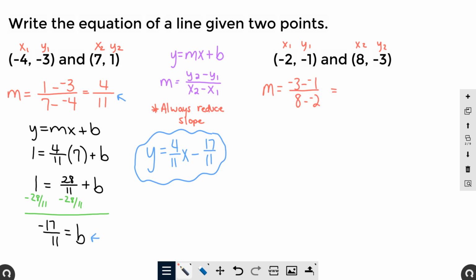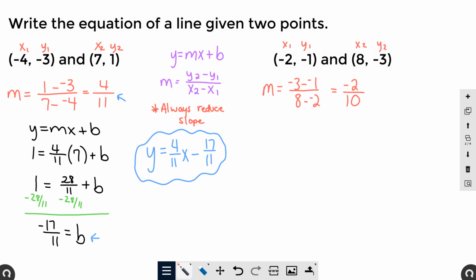Good job. That's exactly right. So y minus y over x minus x. The second minus the first. So what's negative 3 minus negative 2? Negative 1. Oops. Sorry. I was thinking in my head and I said the answer. What's 8 minus negative 2? 10.